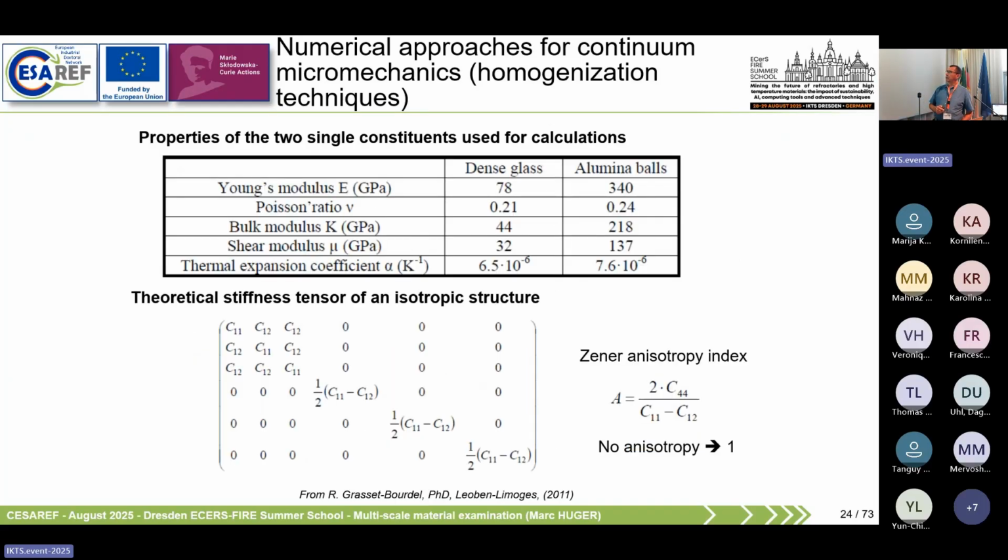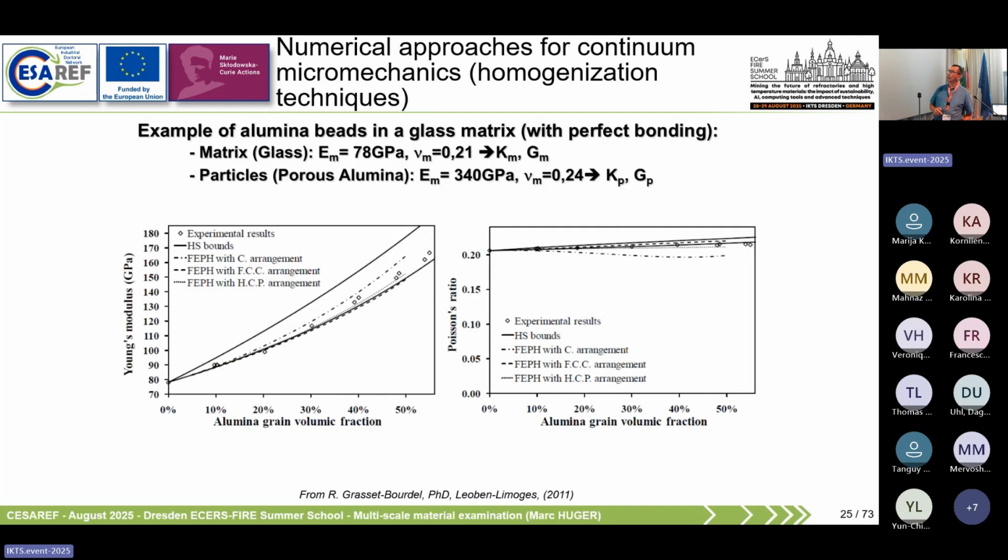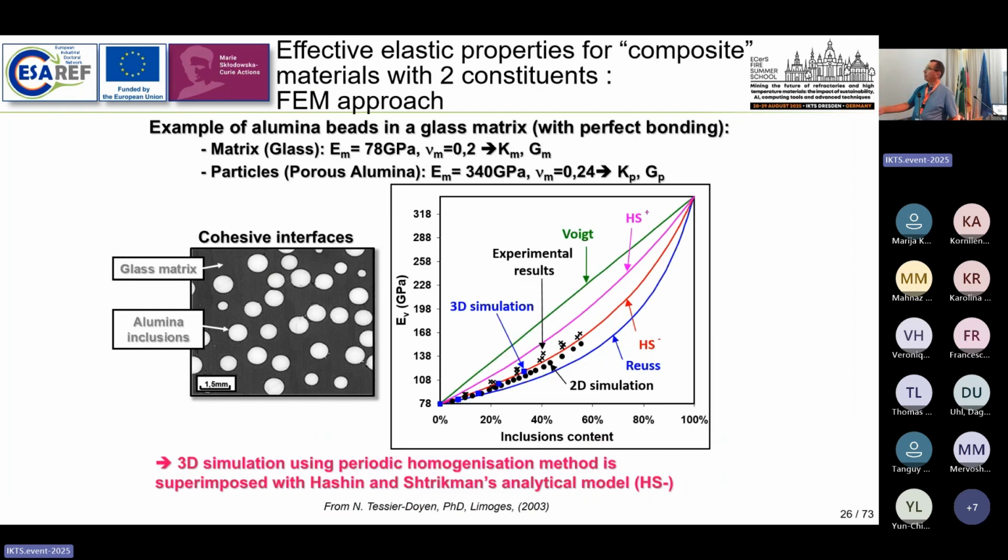I will skip that about anisotropy. And then, of course, in that case, you can see here typically a homogenization technique using different capacity systems and using periodic conditions. This is in comparison with real experimental data, which is very close to Hashin Shtrikman minus, which confirms the fact that Hashin Shtrikman minus is a good analytical model to describe a perfect composite system. So again, this is the same thing as today. I will not go into detail.